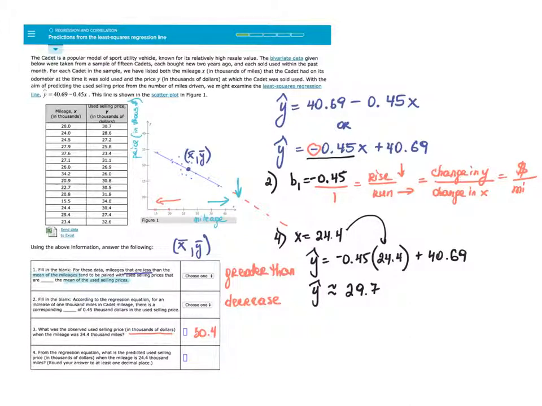So it means that when the mileage on that particular car is at 24,400 miles, the price at which it will sell is expected to be $29,700. Therefore, the solution to the first part is greater than, second part decrease, third part 30.4, and last one 29.7.